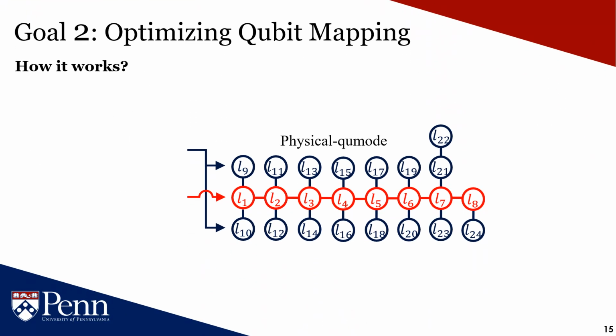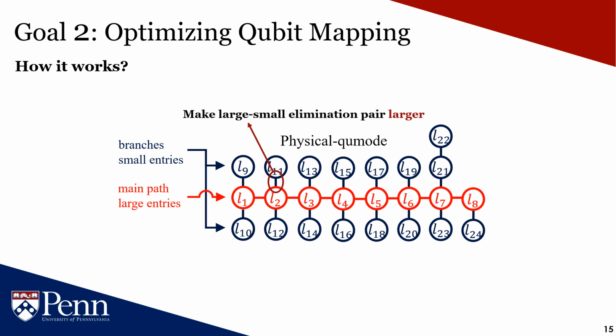Next, we will tackle the Q-mode mapping problem. So why does the mapping matter? We have already selected our device structure and we are maximizing the large-small elimination pair using amplitude accumulation on the main path. But if we initially put numerically large elements on the main path and small elements on the branches, this will increase the probability that we get a large-small elimination pair and thus further maximize the beam splitter that is close to the identity.